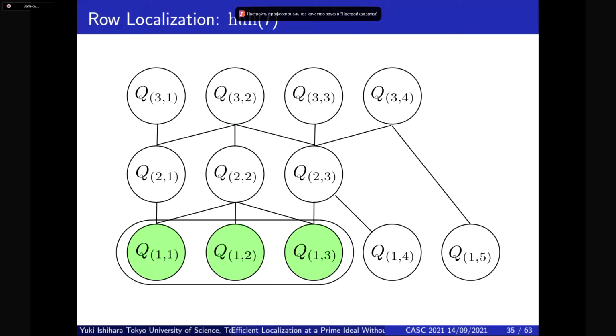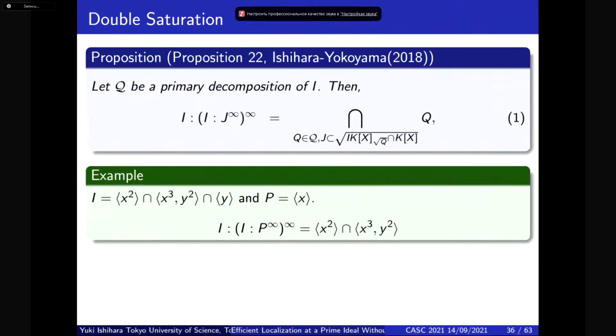And the image of the equidimensional hull is like a localization of I, like this. On the other hand, the double ideal quotient, the double saturation, is a column localization. For example, if I is generated by this one and P, then the double saturation of I and P is this one.